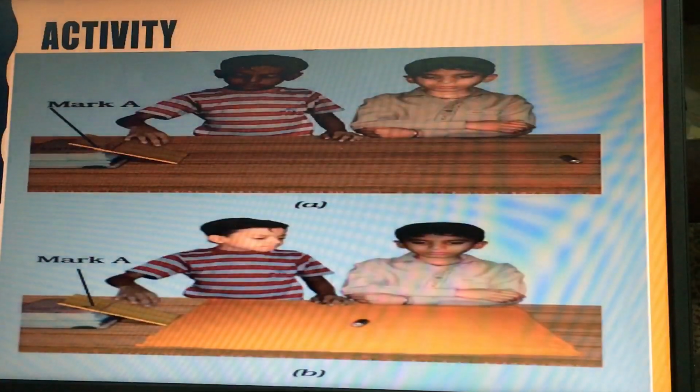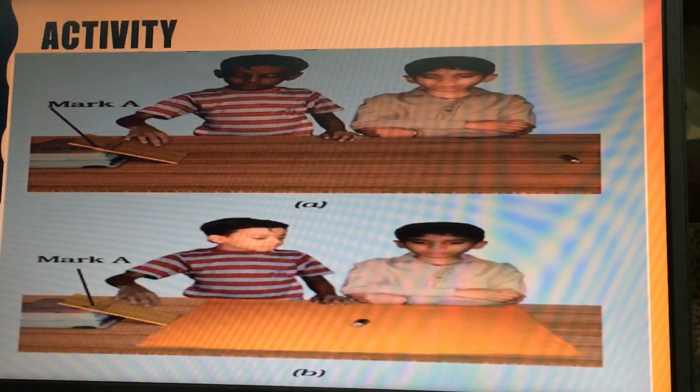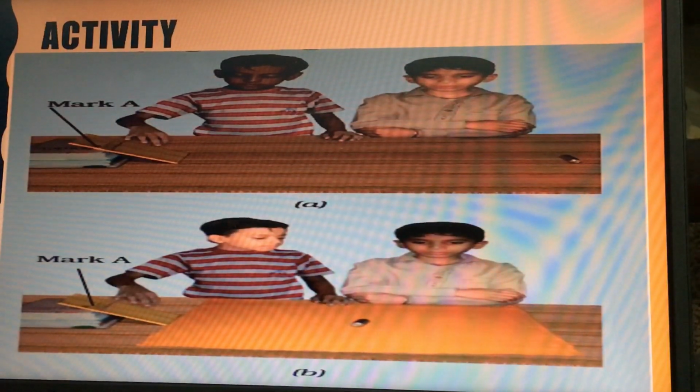So let us perform an activity. Before I talk about the aim, materials required, method, observation and conclusion of the activity, I just want to show you the arrangement we need to do for performing this activity. You need an inclined plane and a table, and you need to arrange the things like you can see in the picture.